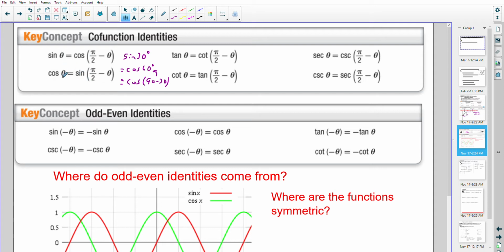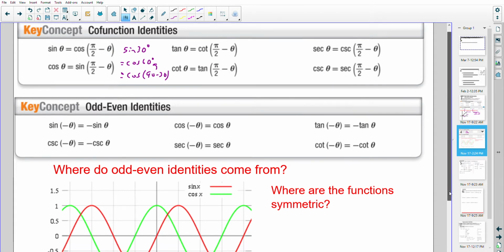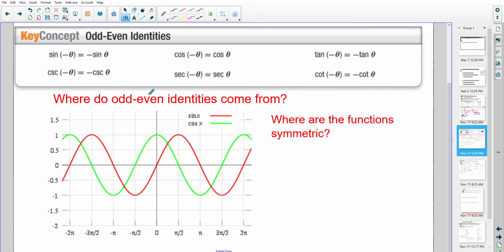Again, s's and c's go together, and then you're left with tangent and cotangent. Now it has to be in this order where you have pi over 2 minus theta or 90 minus theta. Cofunction identities.